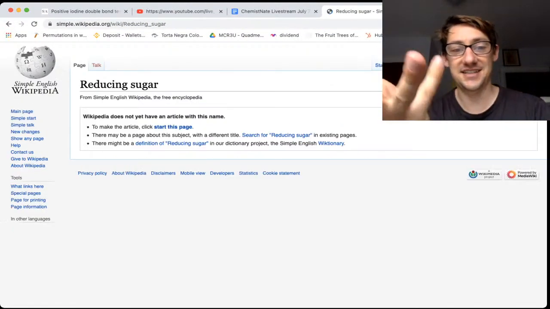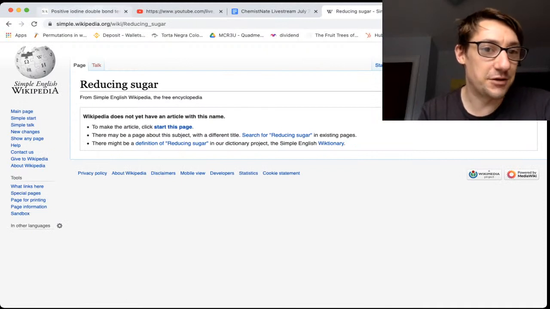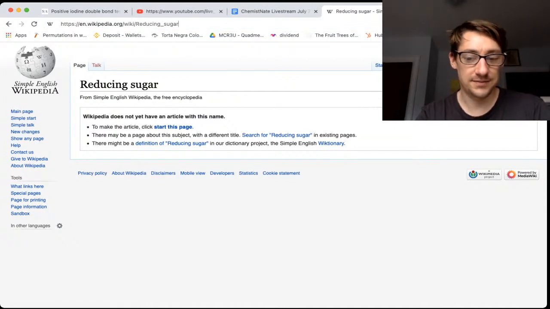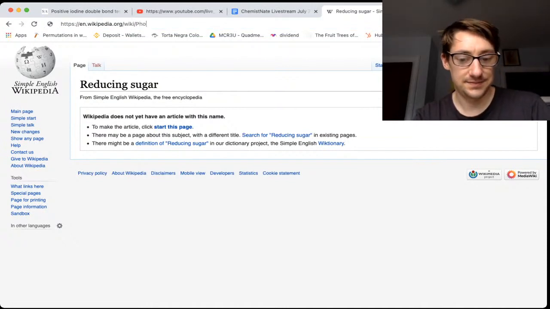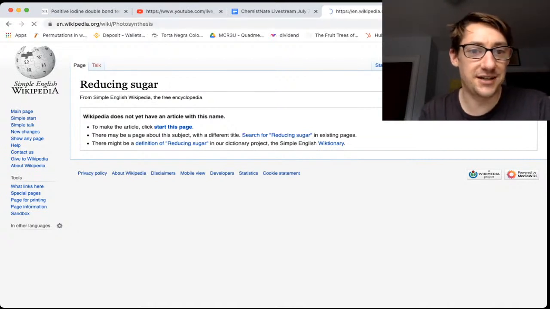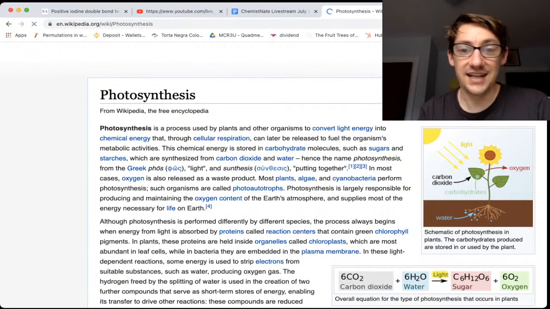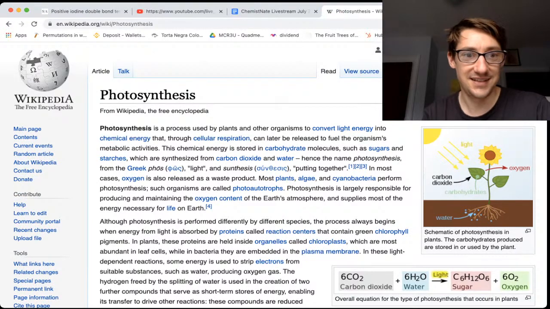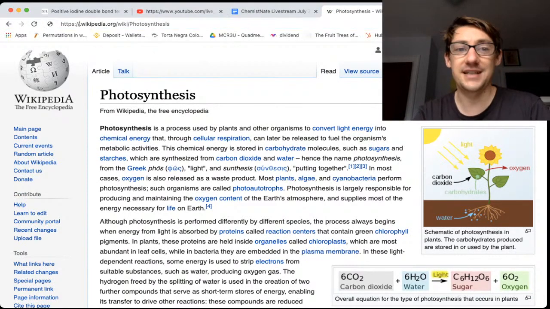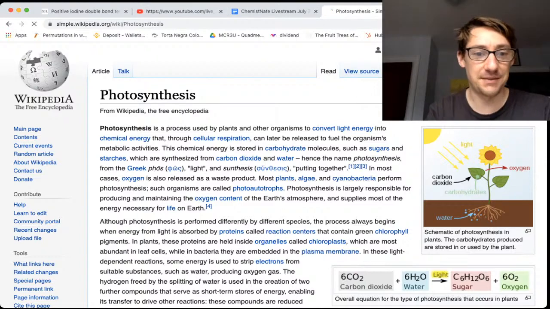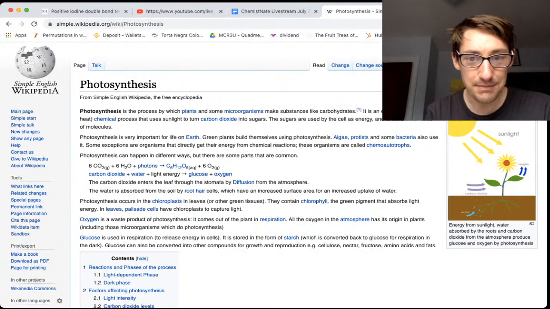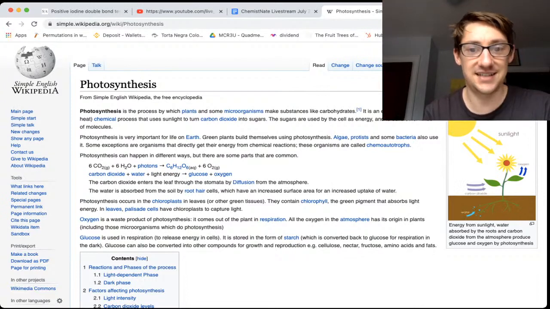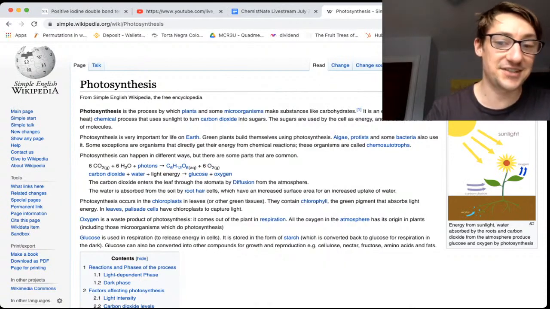Sometimes it doesn't exist, but sometimes there will be a version of the Wikipedia article that's, for lack of a better term, simplified. If I go to the Wikipedia article for photosynthesis, for example, it's a process that converts light energy to chemical energy through cellular respiration. But if you're intimidated by that, replace EN with simple, and it'll give you something. Photosynthesis is how plants make carbohydrates. It uses sunlight to turn carbon dioxide into sugars. Wasn't that easier to understand?